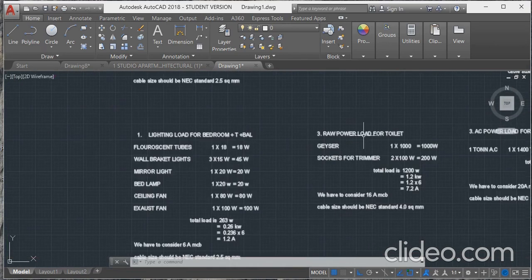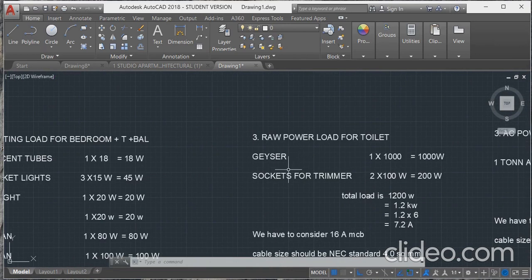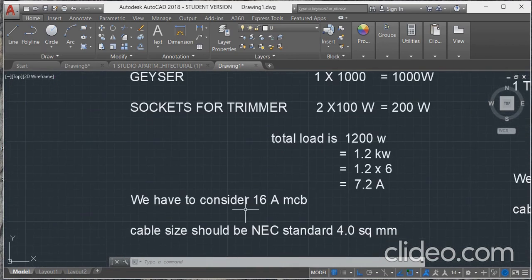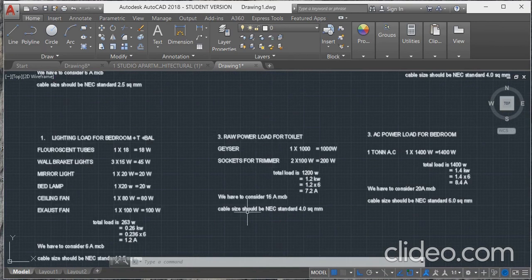We will use the raw power load for the toilet. In this toilet we are using a geyser and sockets for a trimmer, 2 into 100 watts. We will get 7.2 amps. We have to consider 16 amps for raw power. Cable size should be 4 square mm.